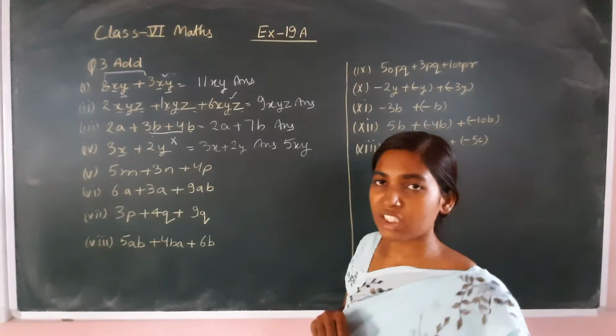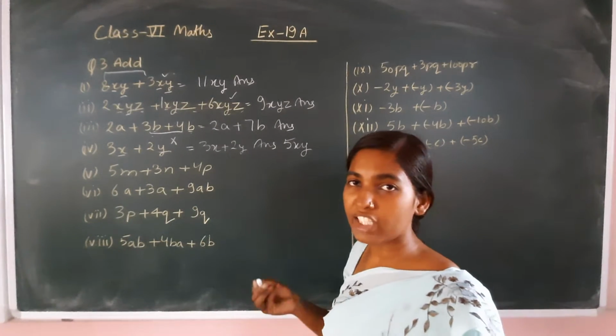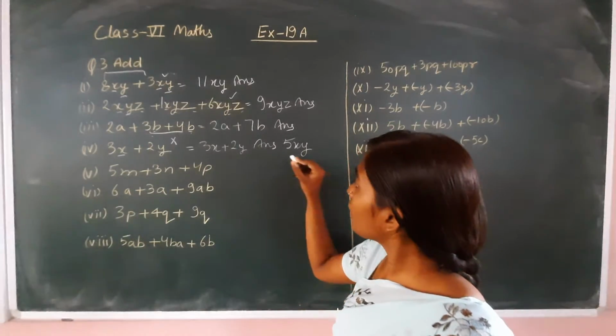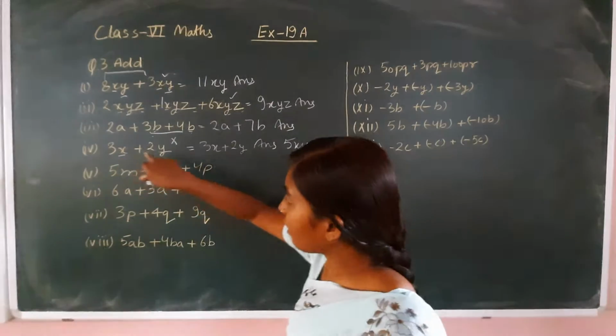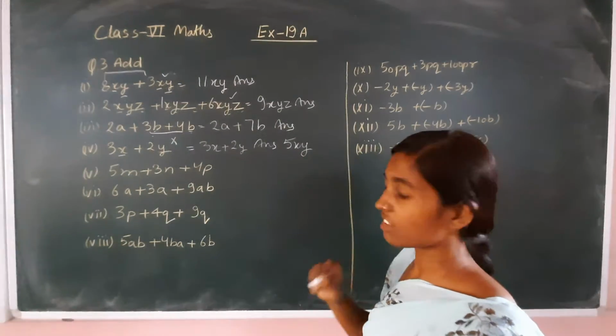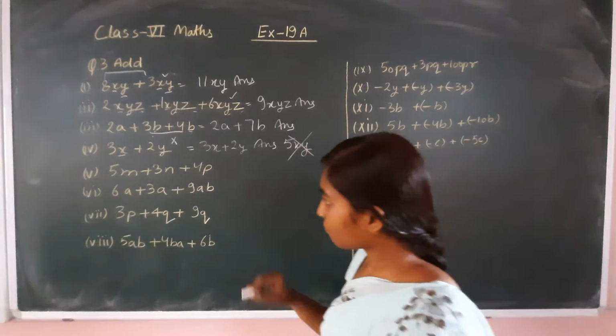If you write like this, 5xy. Sometimes students write like this. They don't know the rule, whether and how to add or how to subtract. They are making this kind of mistake. Yes, 3 plus 2 will become 5 and x and y is also there, so we will write like this. This one is totally wrong and not according to the maths rule.